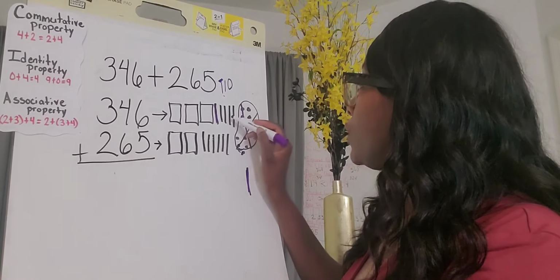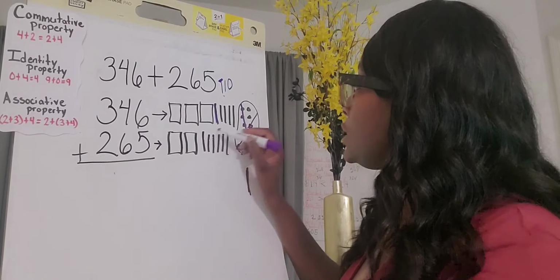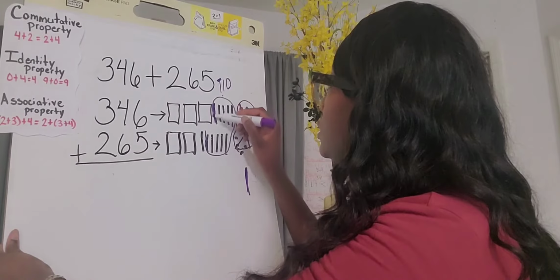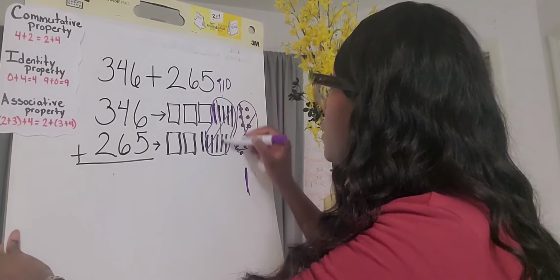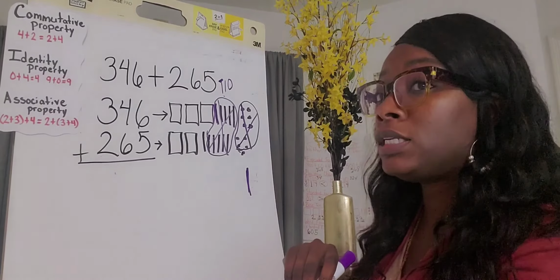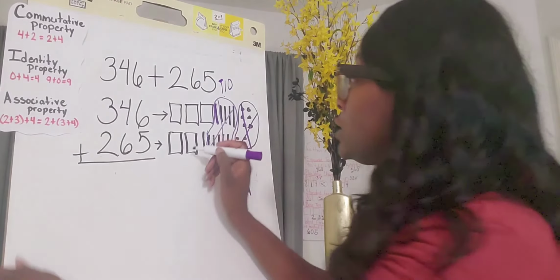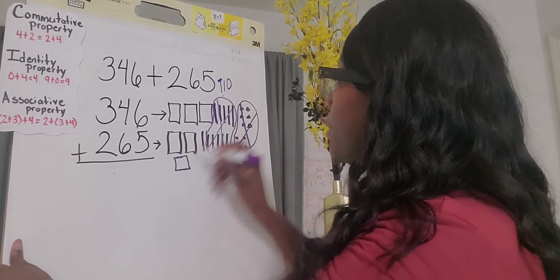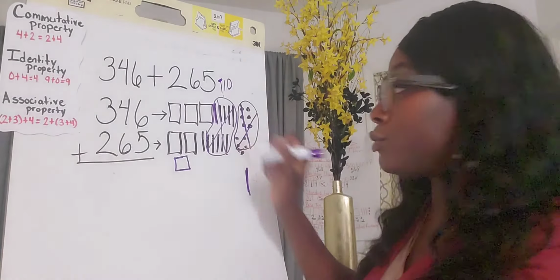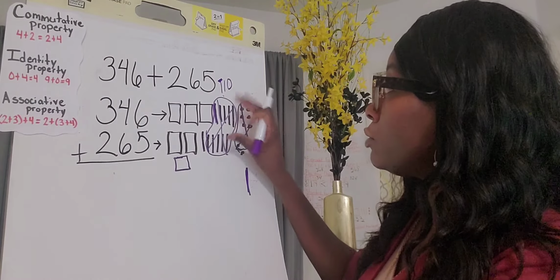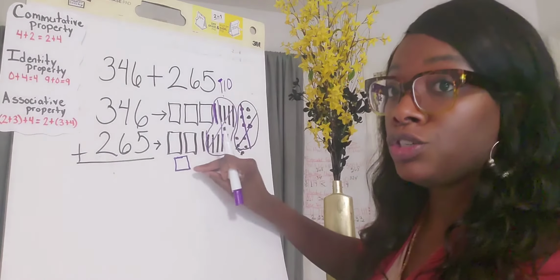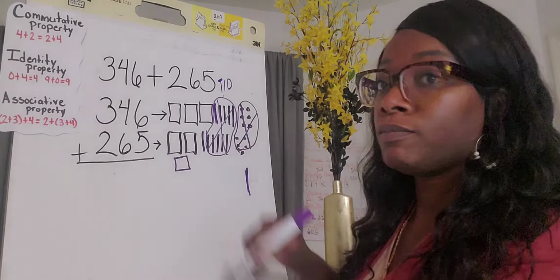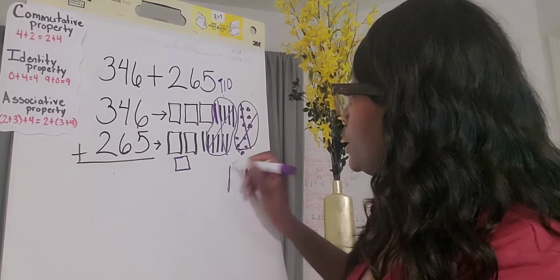So 1, 2, 3, 4, 5, 6, 7, 8, 9, 10. I'm going to circle those 10 rods. And guess what I'm going to do? I'm trading those 10 rods in for 100 flat. So those that I just traded in, now I'm drawing another 100 flat to trade in or regroup those. I'm regrouping those from 10 rods into 100 flat. So now, how many 10 rods do I have left? Just 1 10. So I put a 1 in my tens place.